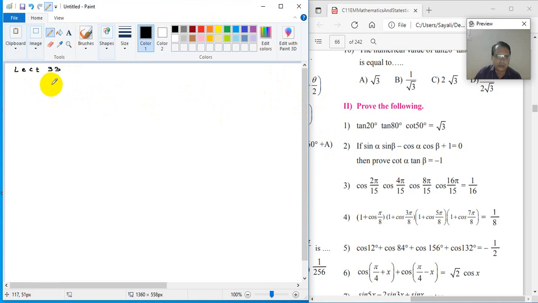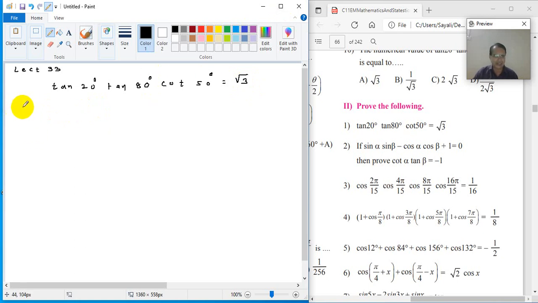What we are asked to prove is that tan of 20 degrees into tan of 80 degrees into cot of 50 degrees is equal to root of 3. Now how to do this problem? See, these problems are never difficult if you properly attack the issues. So we will work on this now.